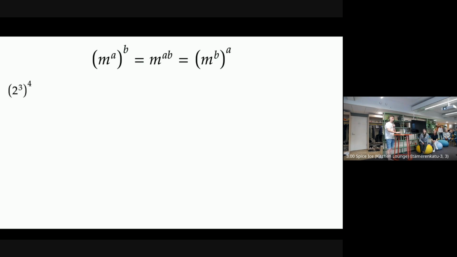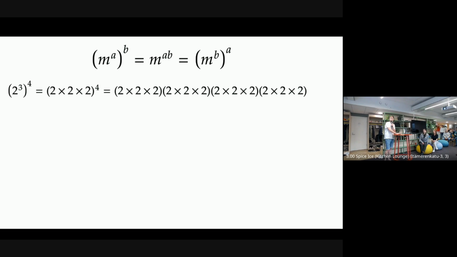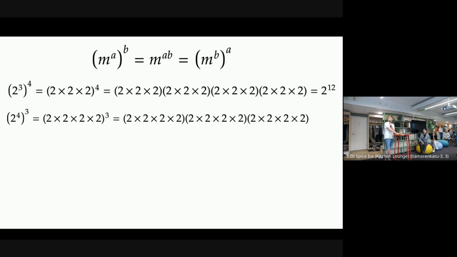So just to illustrate that this is true, we raise 2 to the power of 3. It means 2 times 2 times 2, and we repeat it 4 times. And eventually we have 2 to the power 12. If we first raise it to the power 4 and then to the power 3, then we have that and repeat it 3 times. So eventually we also have 2 to the power of 12.